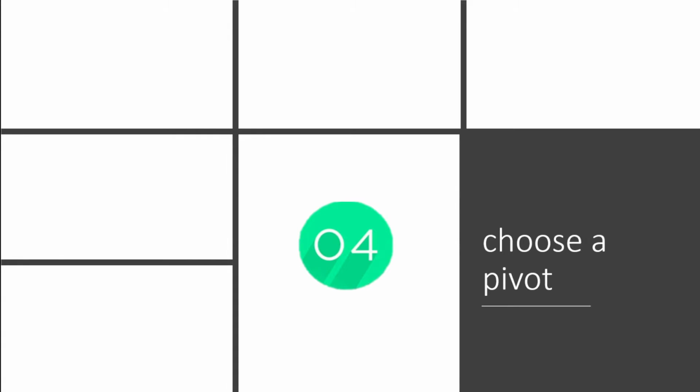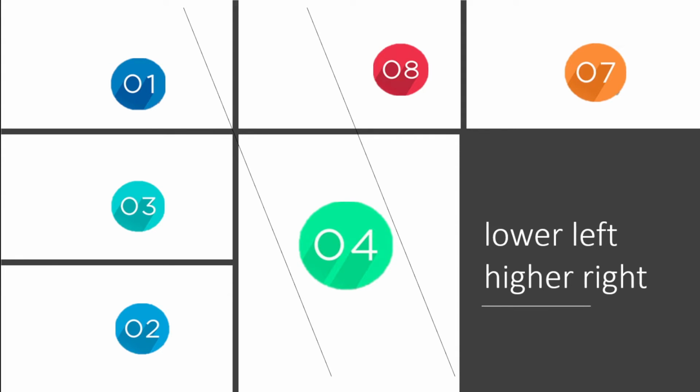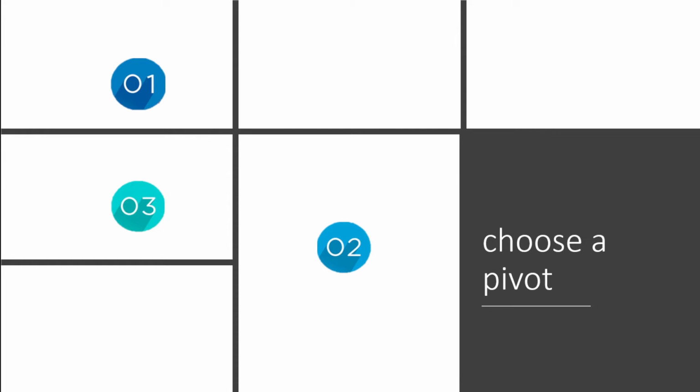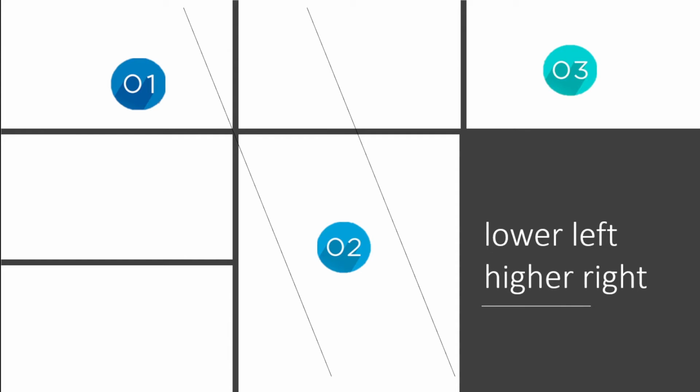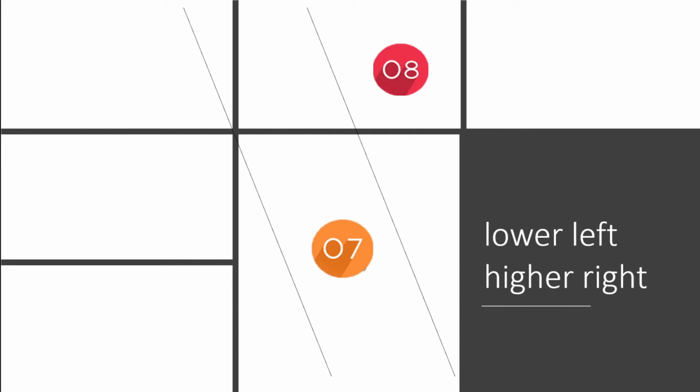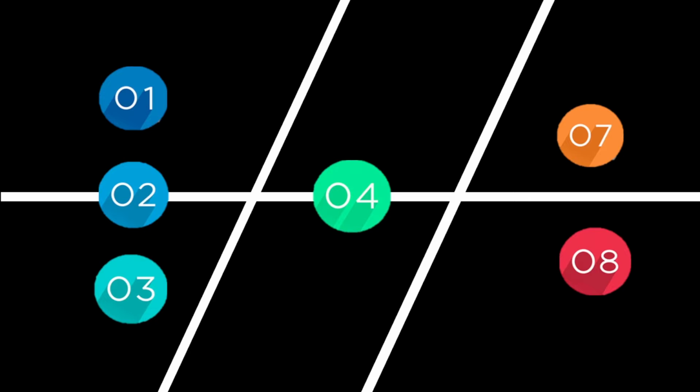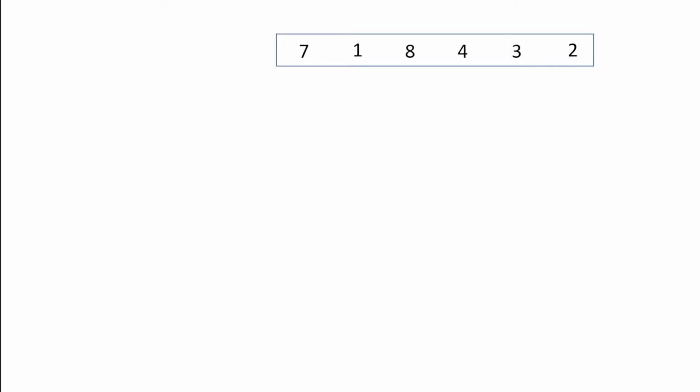Let's choose a pivot 4. Now, lower numbers to the left, higher numbers to the right. Now it's divide and conquer. So we will take the left hand side. We choose a pivot 2, lower numbers to the left, higher numbers to the right. Right hand side, choose a pivot, lower numbers to the left, higher numbers to the right. So we end up with our sorted list.